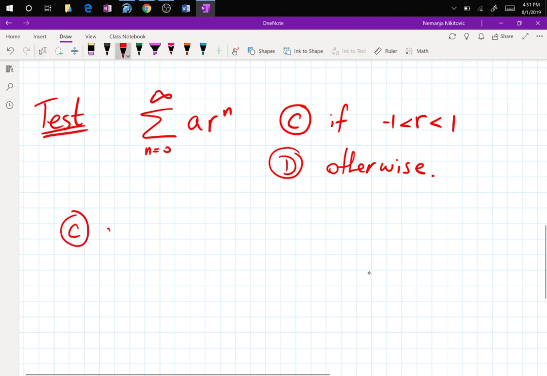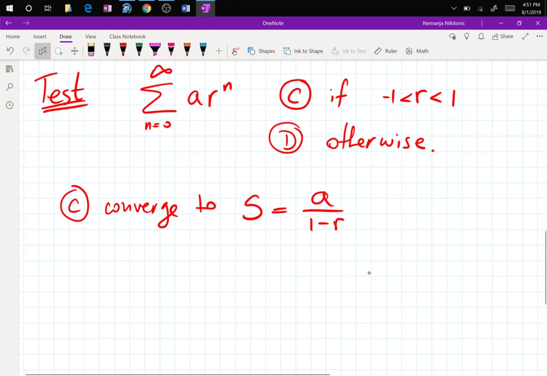Convergent series converge to the sum equals a over 1 minus r. This is the formula to calculate the sum of the geometric series. And now this is it. So the tests will look something like this. And now let's use it in a problem.